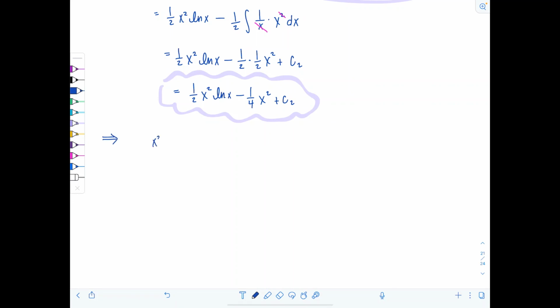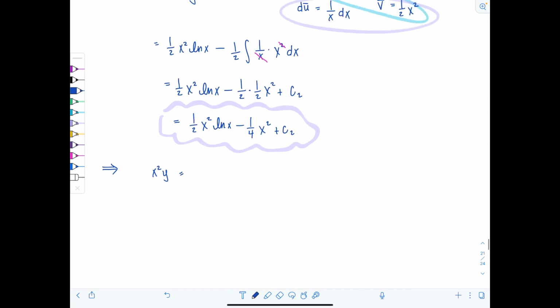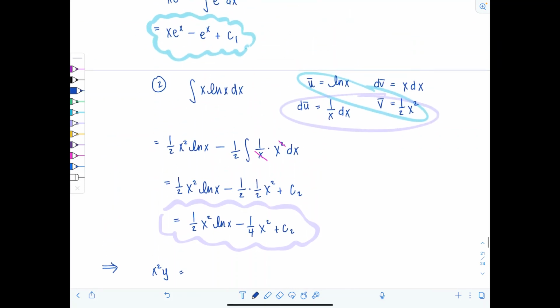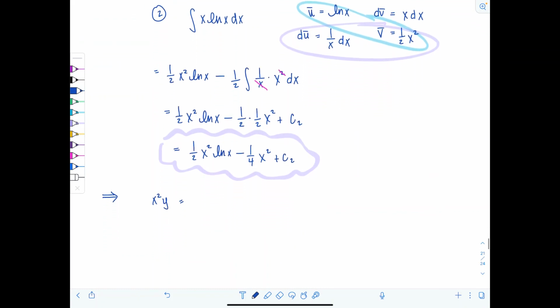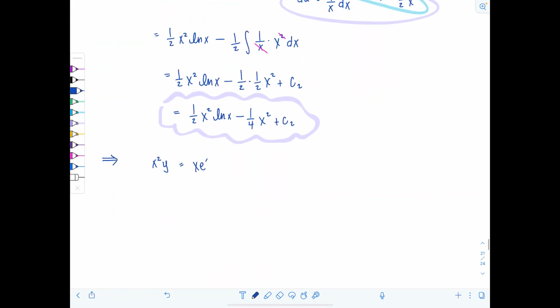Remember, we had mu of x times y, so x squared y equals, do you remember what was in that first little blue cloud? X e to the x minus e to the x. And then plus 1/2 x squared natural log of x minus 1/4 x squared, and then I'm going to put a plus c, where guess what, everybody? C is equal to C1 plus C2. Look how classy we are.